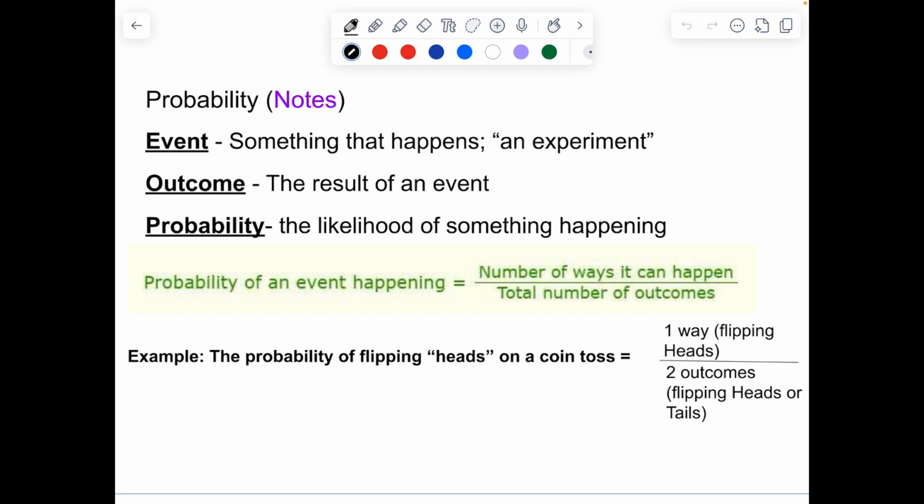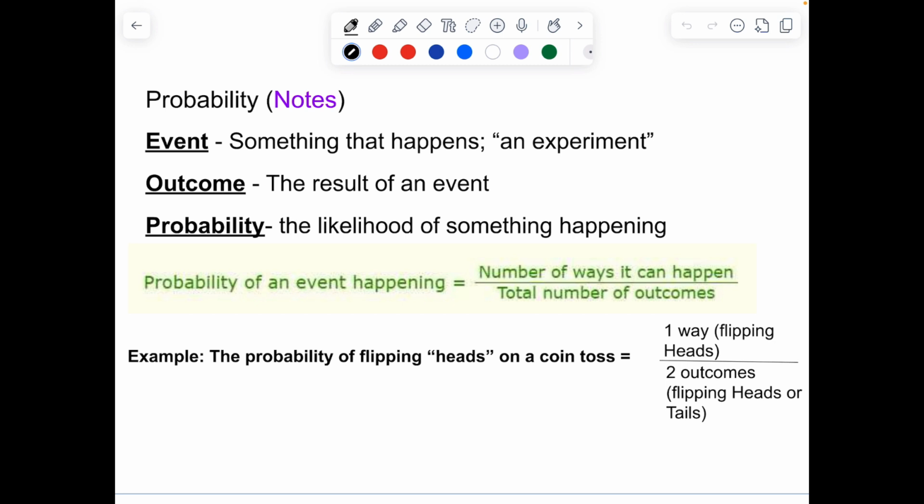An event is something that happens, or like an experiment. The outcome is the result of the event, and probability is the likelihood of something happening. So the probability of an event happening is said to be the number of ways it can happen divided by the total number of outcomes. So this would be like if it were represented in a fraction.